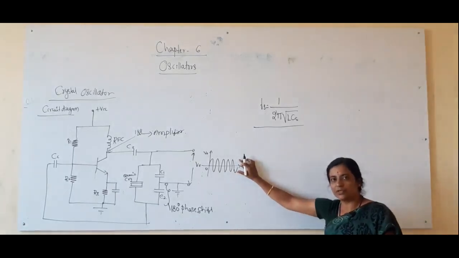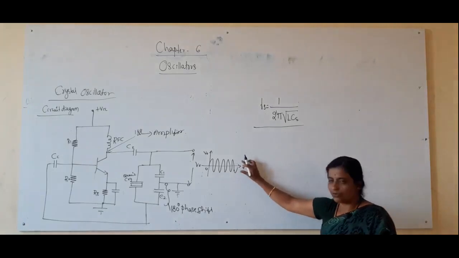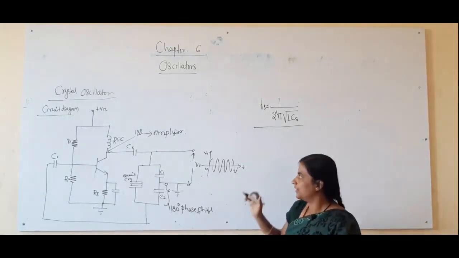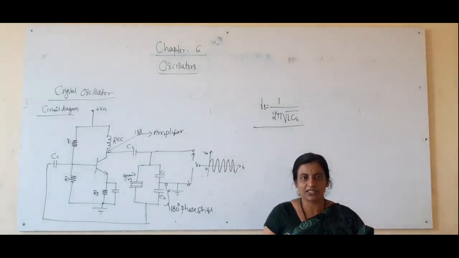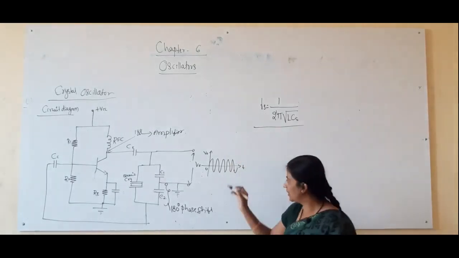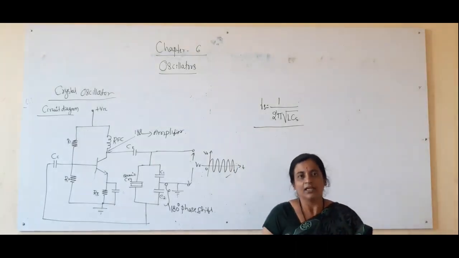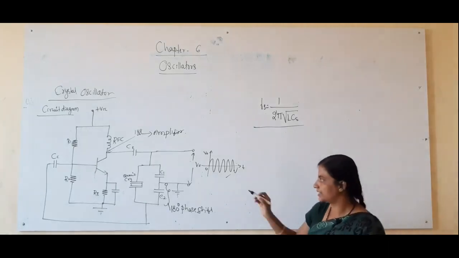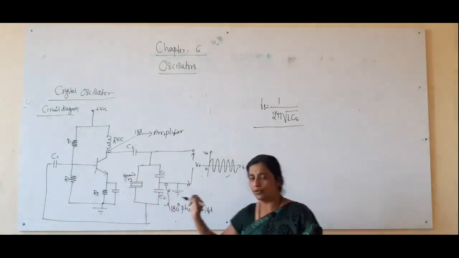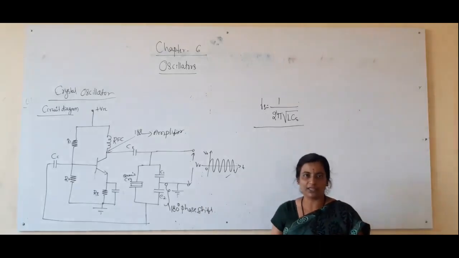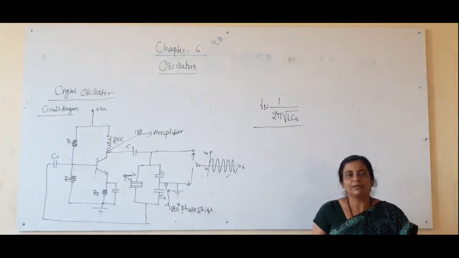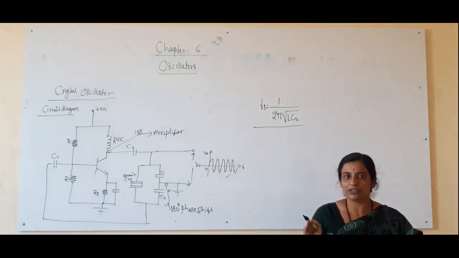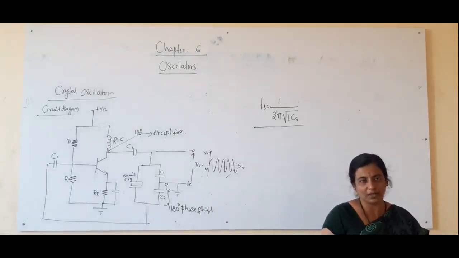Stable means constant frequency of oscillation, and this frequency is not going to change. Even if changes are made in the supply voltage, the frequency will not change. Not only that, it is not affected by changing the parameters of the transistor. Even if the transistor parameters change, the frequency of oscillation is not affected. Because of that, stable frequency of oscillation is produced by a crystal oscillator as compared to the other two types of oscillators.